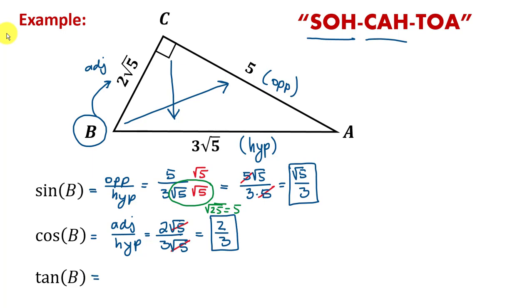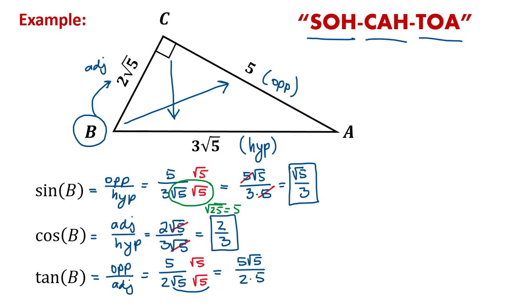And finally, tangent. TOA stands for definition of tangent. So it's opposite side to adjacent. Now, we already said that the opposite side is 5, and the adjacent side is 2 square root of 5. Now, again, I have square root in the denominator. It has to be rationalized. I will multiply by square root of 5 in the denominator and in the numerator. That will give me 5 square root of 5 in the numerator, and then that is 5, right? So 2 times 5 in the denominator. I can divide out 5 in this fraction. So the final answer is square root of 5 over 2. That is tangent value of angle B.